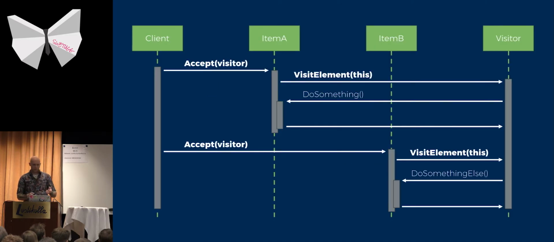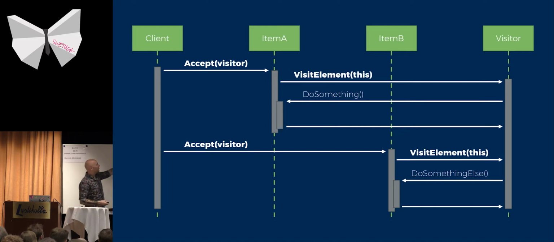So what we do is we do this. You have a client, you have two items in this case, and you have a visitor. The visitor is the abstraction for the algorithm that you're trying to add to the items. So the visitor is the abstraction we have of the algorithm, and the items are the things that we want to basically use for our algorithms.